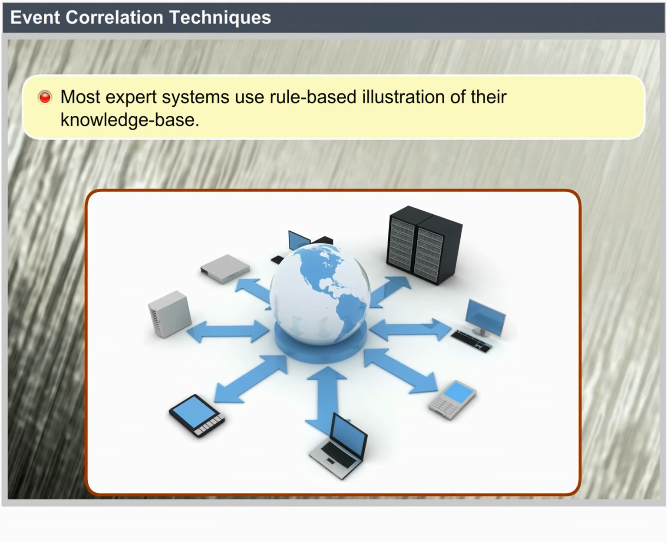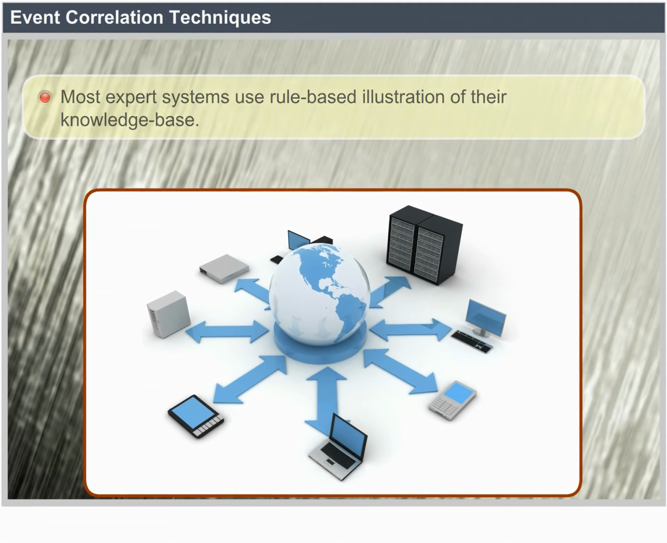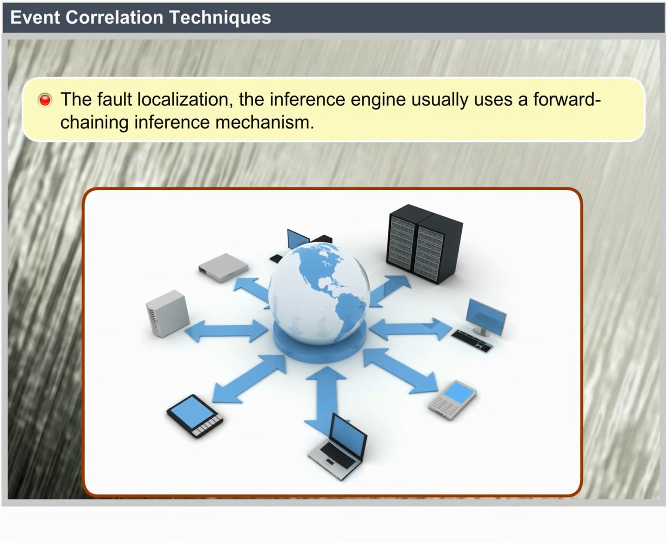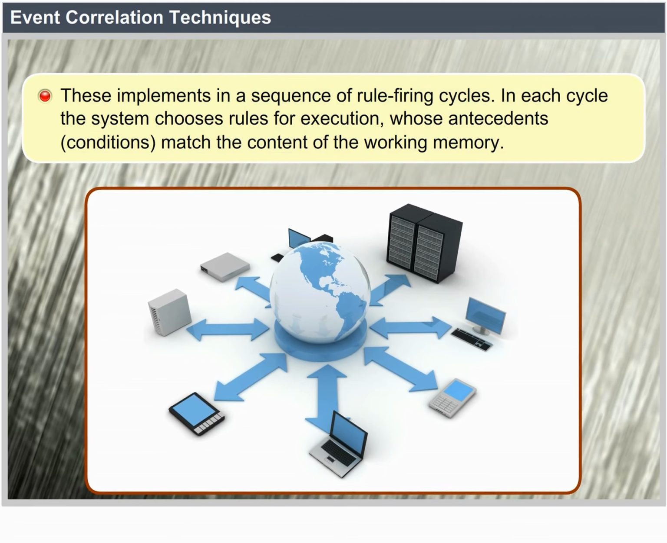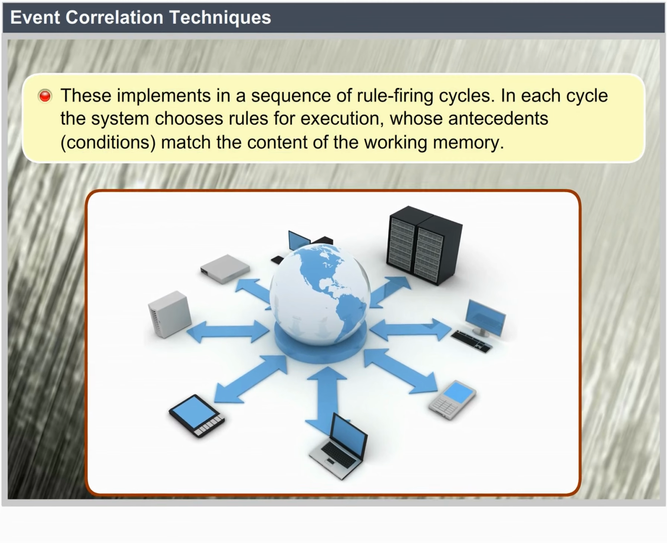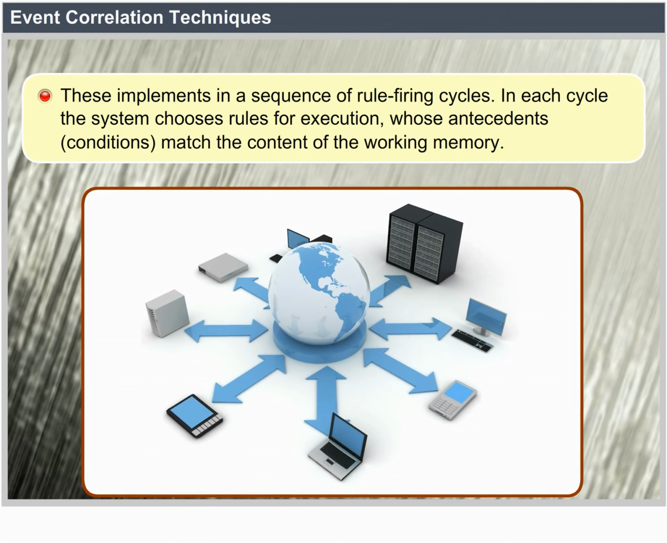Most expert systems use rule-based representation of their knowledge base. In fault localization, the inference engine usually uses a forward chaining inference mechanism. This executes in a sequence of rule firing cycles. In each cycle, the system chooses rules for execution whose antecedents or conditions match the content of the working memory.